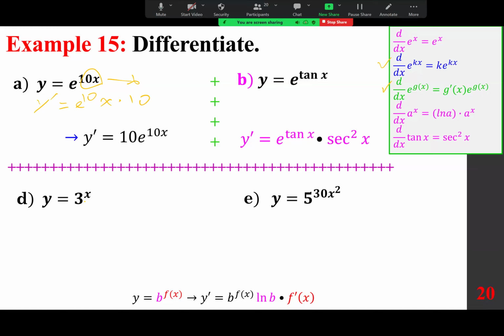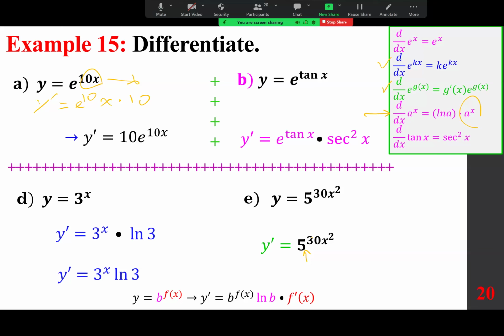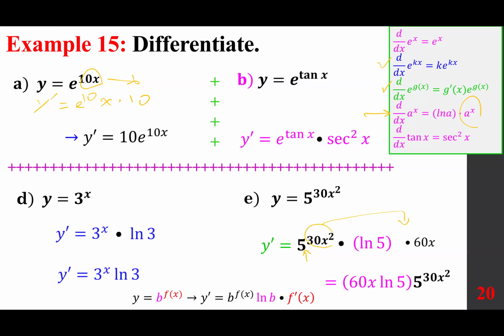And now 3 to the power of x, the answer is itself. The base is e? No, ln 3, and just rewrite. The next one, the answer is itself. Is the base e? No, ln 5. And then the derivative of the exponent by the chain rule, 60x. And we rewrite it as 60x ln 5 times 5 to the power of 30x squared.